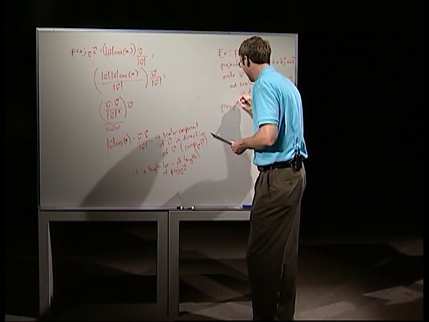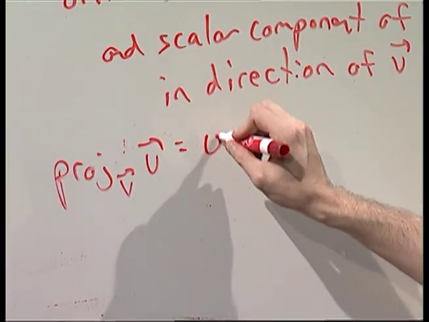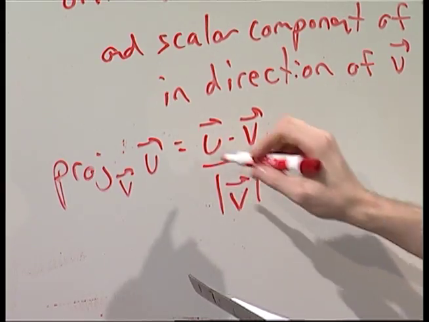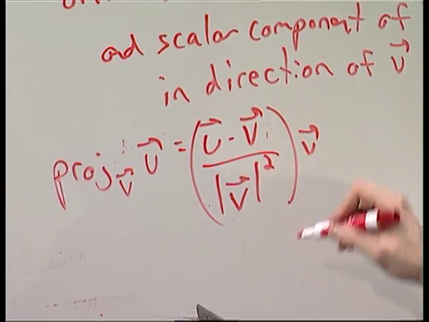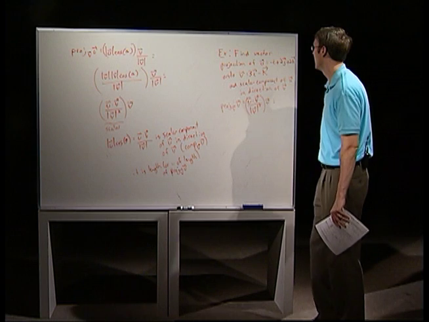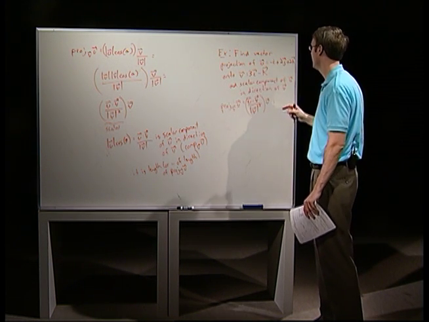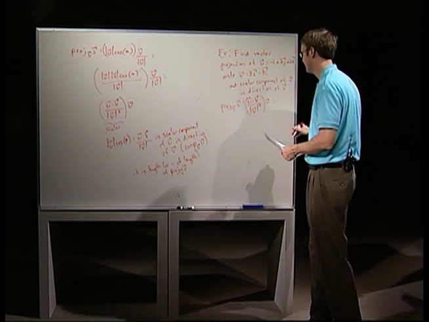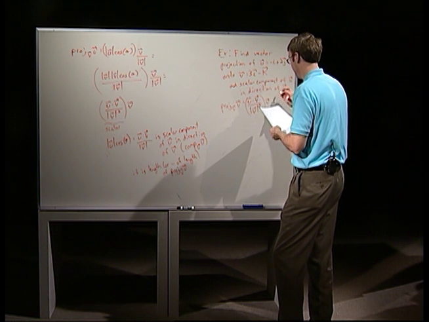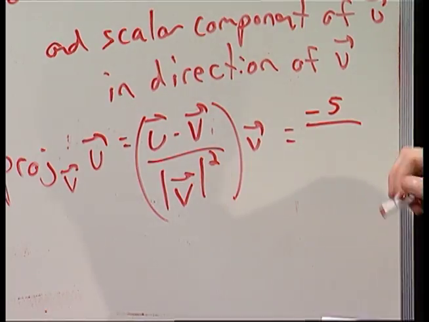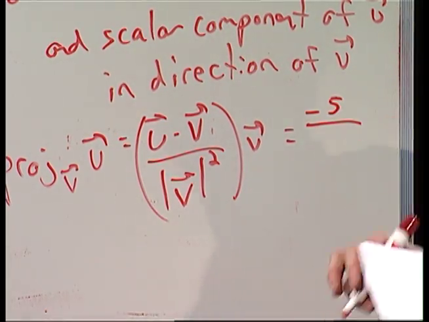It's more or less a plug and chug issue, right? So this is u dot v over the length of v squared, times v, right? u dot v is minus 3 plus 0 minus 2, that's minus 5. So this is minus 5. The length of v is root 10. Square it, you get 10.